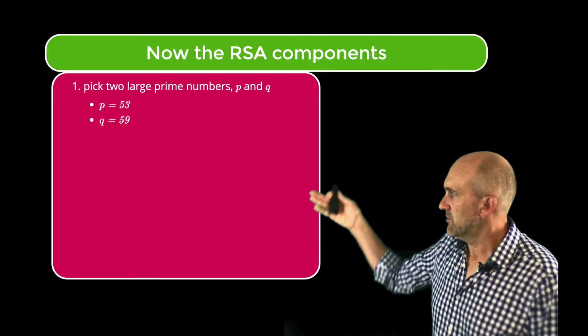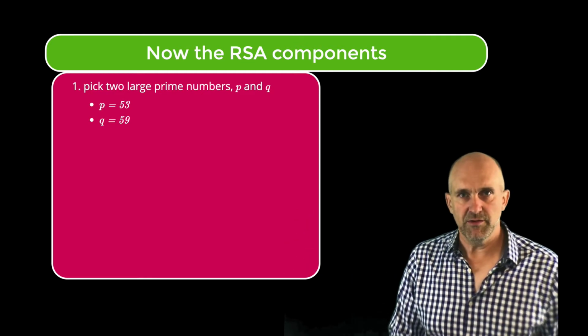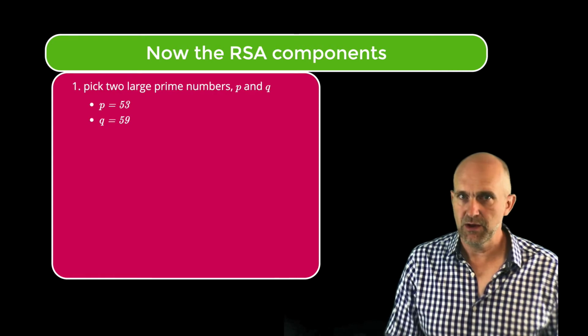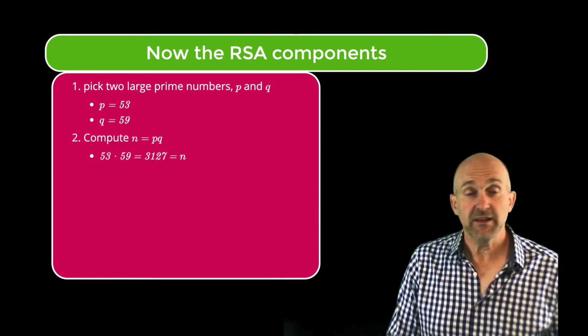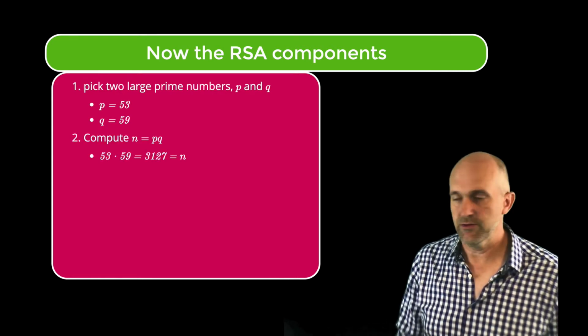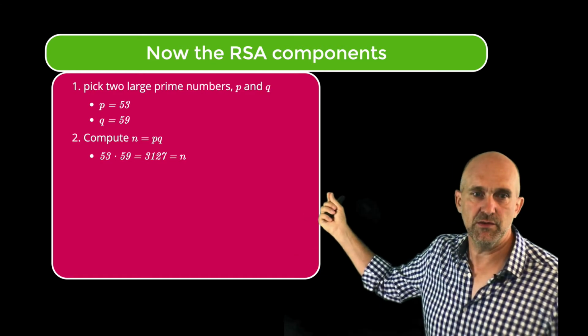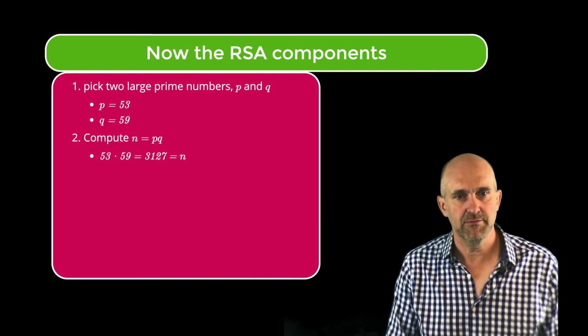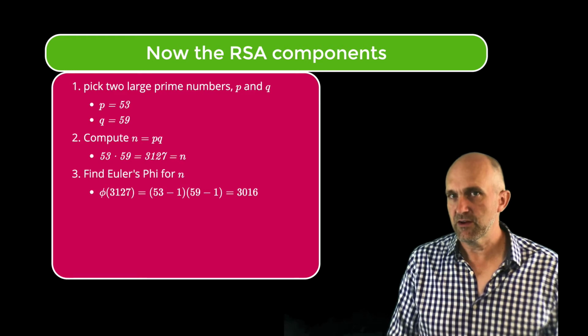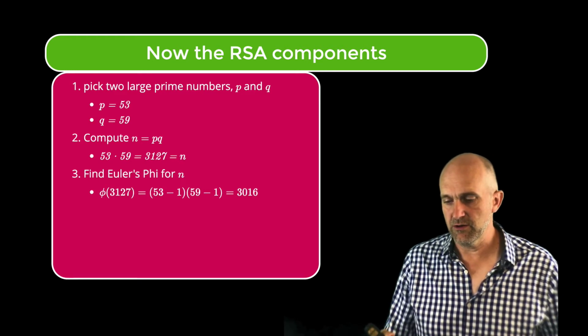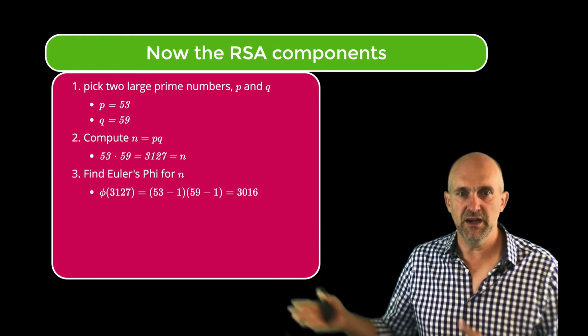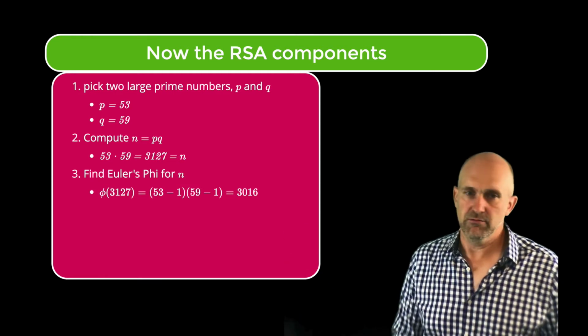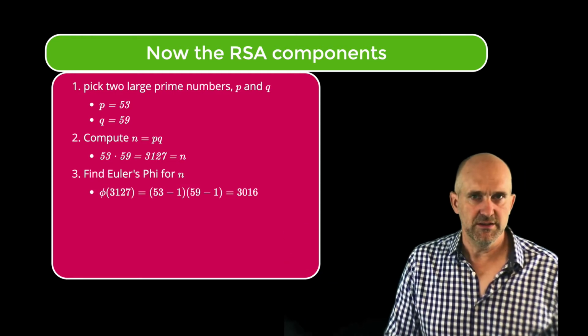So take two prime numbers that we pick, 53 and 59. You can check easily that these are prime numbers. Then you take the product of the two. This gives you my n. So in this case, it's 53 times 59. This is 3127. Now the phi function for this, of course, is just the product of 53 minus 1 and 59 minus 1, which you can put in your calculator, is 3016.